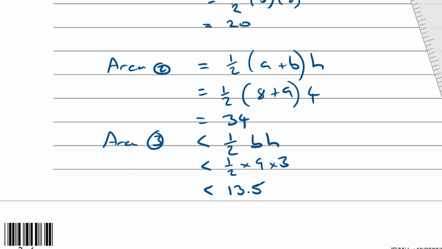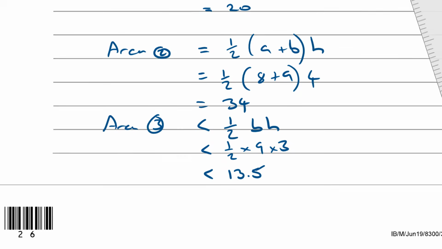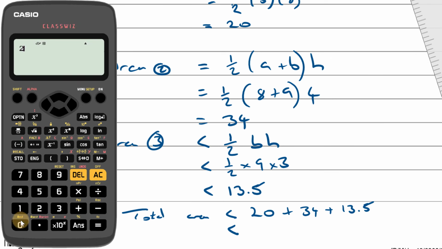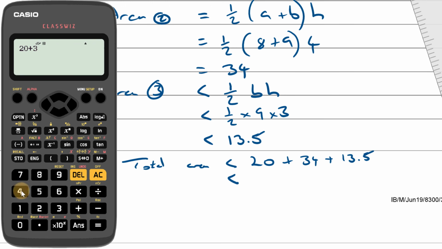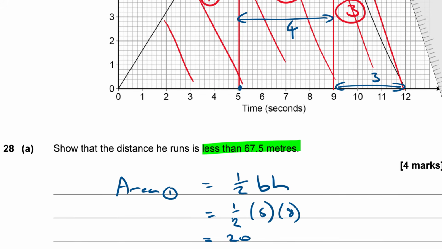Okay, so then the combined area is going to be slightly less than, of those 3 things added together, 20 plus 34 plus 13.5, which is, just double check, I think it should be what they asked us it to be, so 67.5. Okay, which is what we were asking for, wasn't it? Yeah, less than 67.5, so we're done.